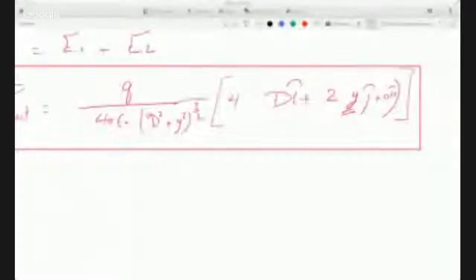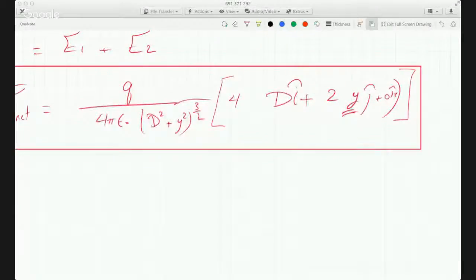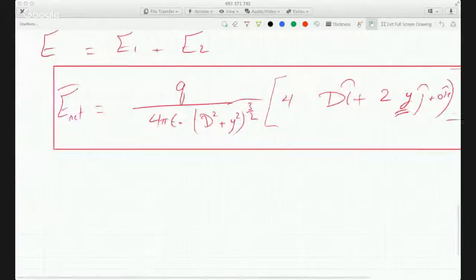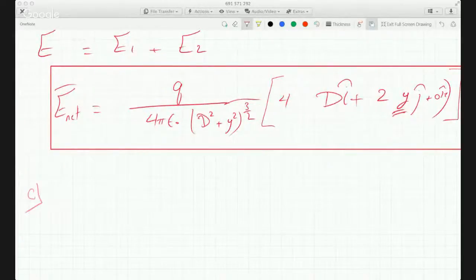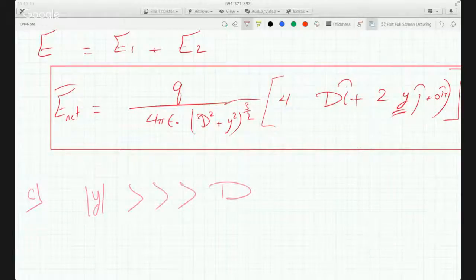Okay, and then notice in part C, so this was all part B. In part C, which is actually interesting, he says, now let the point get very far away, meaning y is much, much, much greater than d. So you are at an infinite distance from those charges, right? And then he wants you to figure this out.